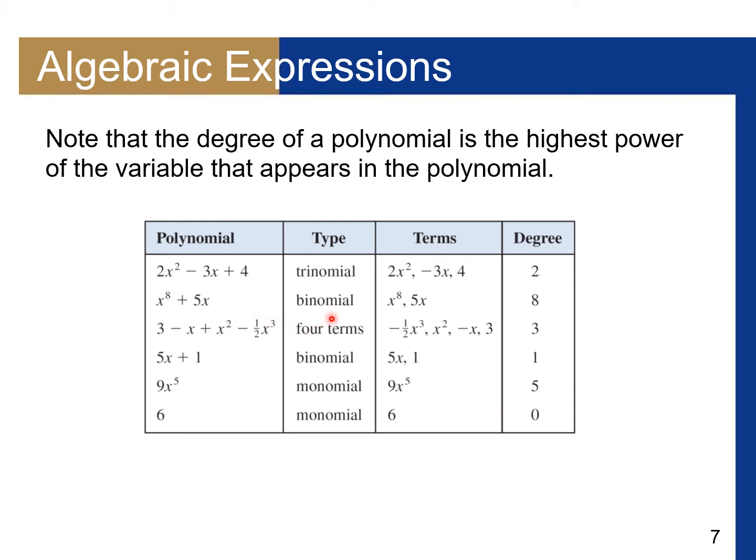Second is a binomial. It's a degree of 8. And here is 4 terms. The highest exponent is 3, so the degree is 3. Binomial, highest exponent is 1 on the x, so it's 1. This is a monomial by itself and has an exponent of 5, so the degree of 5. And this constant is also a monomial, and you want to think about it having an x to the 0 power with it. So since it does not have a variable with it, the degree is 0, because if you were to write one, it would have to be a variable to the 0 power.